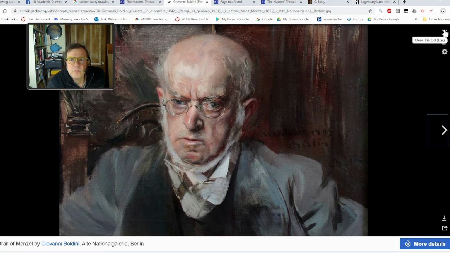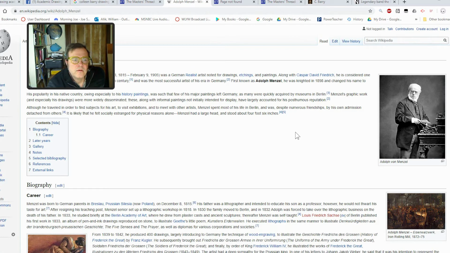As Wikipedia describes, Menzel spent most of his time in Berlin and was, despite numerous friendships, by his own admission, detached from others. It is likely that he felt socially estranged for physical reasons alone. Menzel had a large head and stood about 4 foot 6 inches. So as we've learned, that would make his proportions rather unusual.